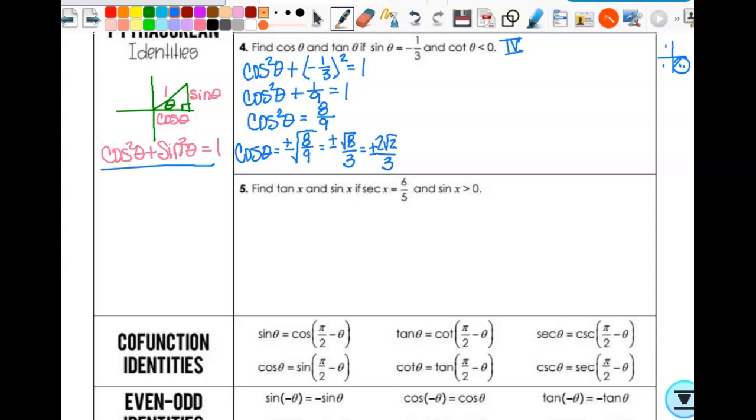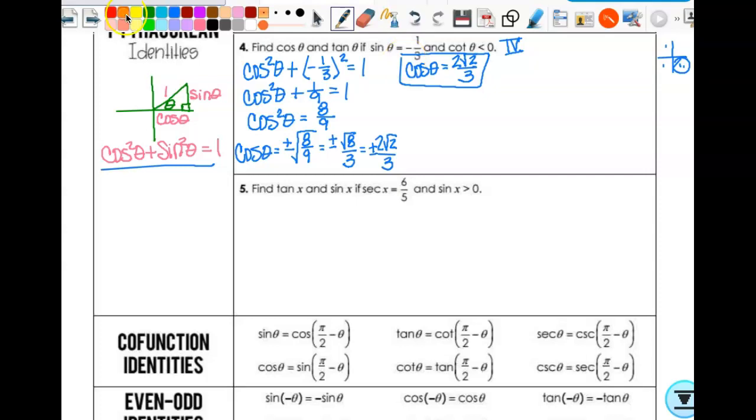We are in the fourth quadrant, because it's not both of the answers. It's one of them, but you have to decide which one. Which one is it? Positive, because this is cosine, and cosine is positive in the fourth quadrant. So cosine theta equals 2 square roots of 2/3. Okay?